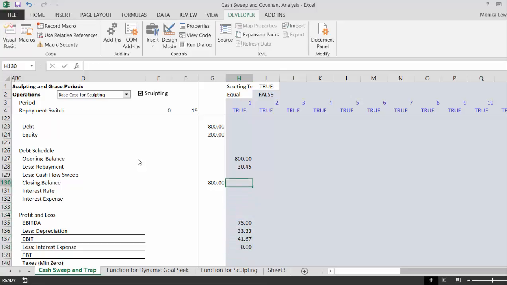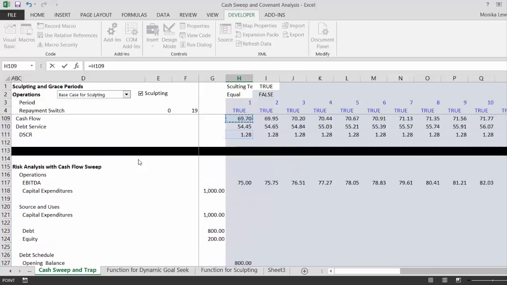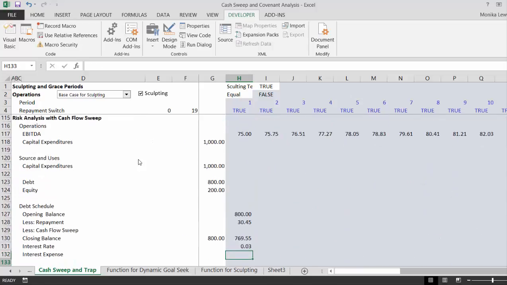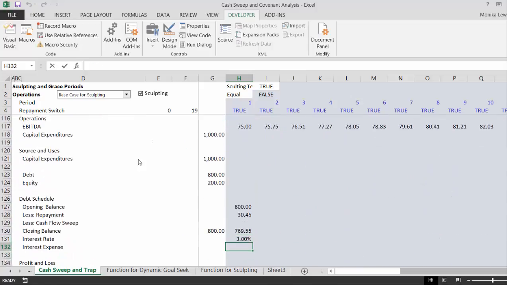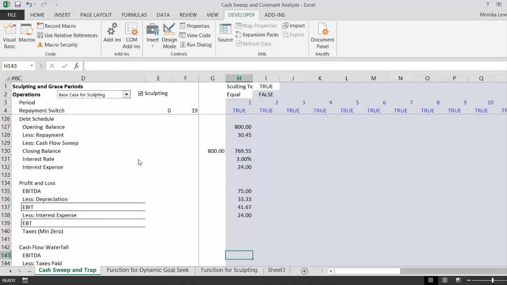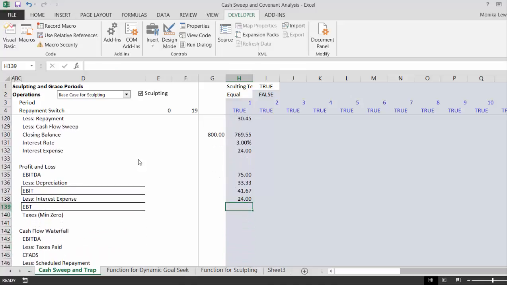I haven't filled out the cash flow sweep yet, but the closing balance will be the opening balance minus the regular repayment minus the cash flow sweep. Let's be nice and lazy, and we've already got the interest rate, so all of this is really pretty easy to calculate. Shift Control P maybe, and multiply this by the opening balance, and then we've got the interest expense, and our EBT is the difference.